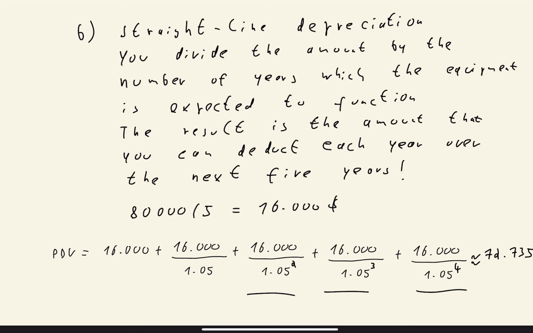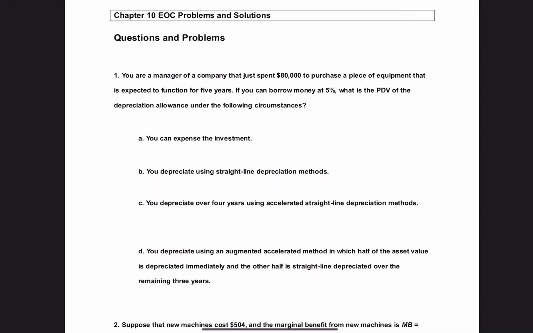Yeah, so as you can see, this is lower than the amount that we had in A when we were allowed to fully expense the investment in the first period. And the reason is simply because some of the deductions here are lying in the future. And since there is the interest rate and I could invest the full 80,000 in the first period instead of getting the deductions in the next years, this is the reason why you have a difference between the two present discounted values. Okay, so let us have a look at the next method.